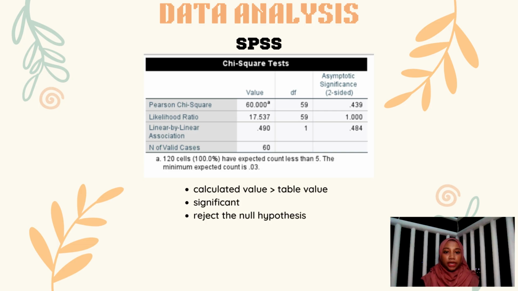Next, we move to the SPSS method. For this method, the value that we get is 60.000. It shows that the calculated value for SPSS is greater than the table value, which is 3.841. It is significantly different, thus we reject the null hypothesis. It shows that most panelists made the correct judgments as they can distinguish the difference between the two samples.